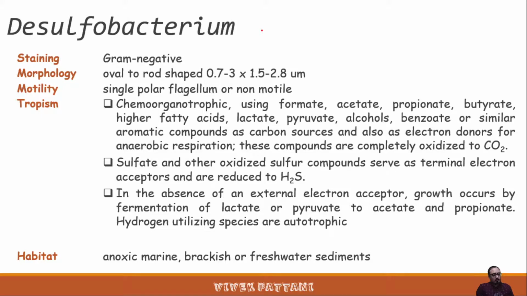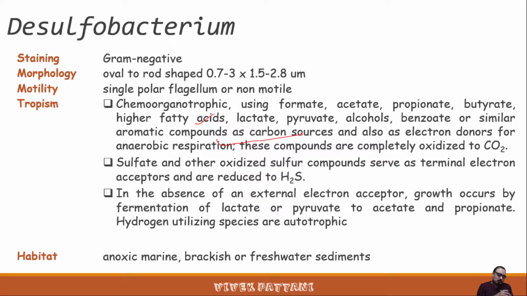Starting with the first bacterium, Desulfobacterium. The bacteria related to photosynthesis we will discuss in the next lectures. Gram staining: they are gram negative, with a shape from oval to rod, and have a single polar flagellum or are non-motile. In terms of trophism, they are chemoorganotrophs and can use formate, acetate, propionate, butyrate, higher fatty acids, lactate, pyruvate, alcohols, benzoate, and various aromatic compounds as carbon sources.